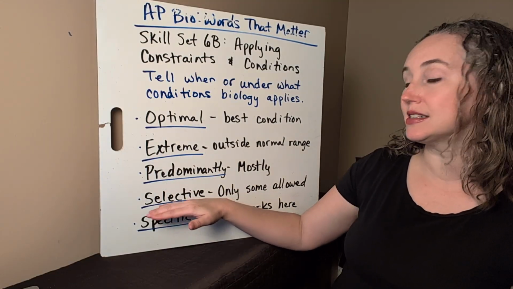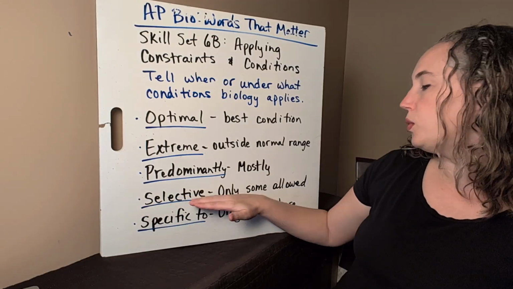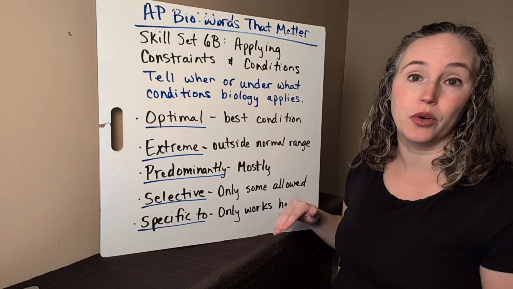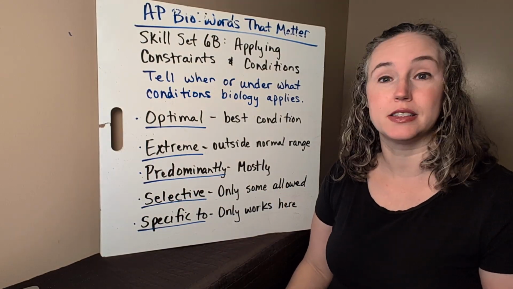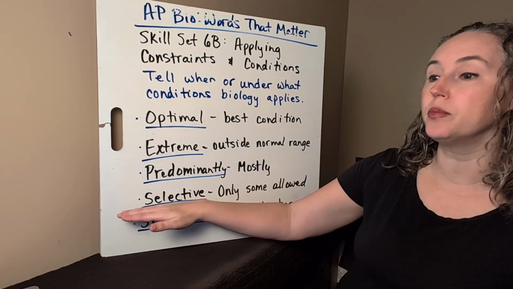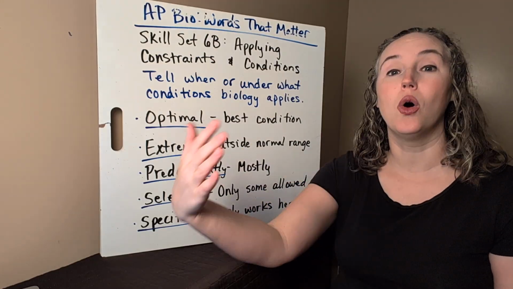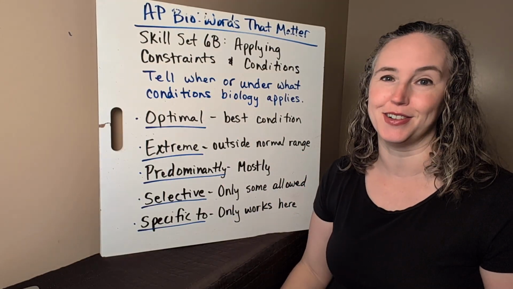The next word is selective or selectively. This means only some things are allowed. A really classic example of this on the AP Bio exam would be saying the cell membrane is selective to what it allows to pass. It only lets some things in and out.